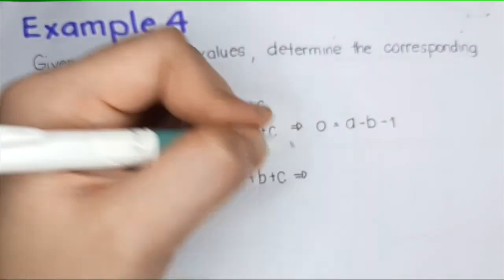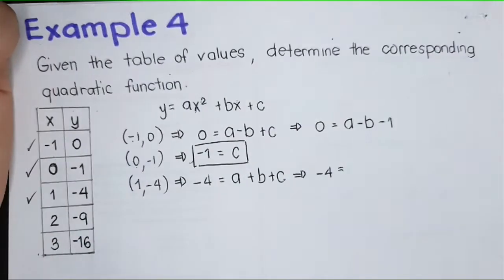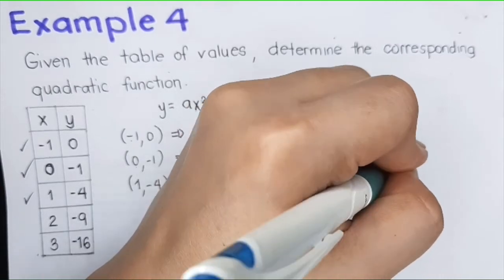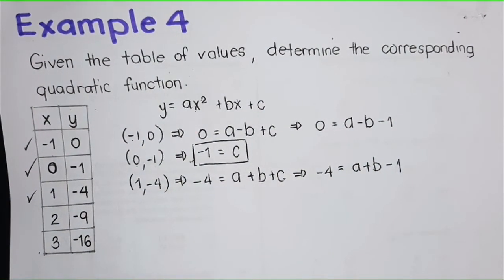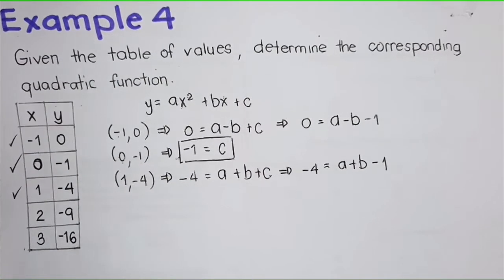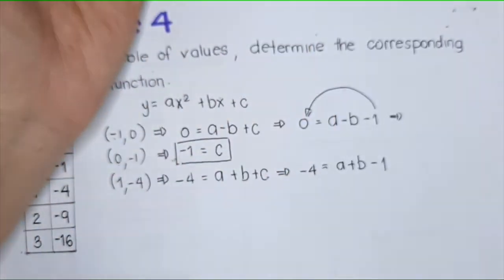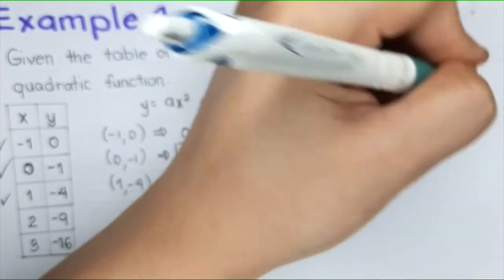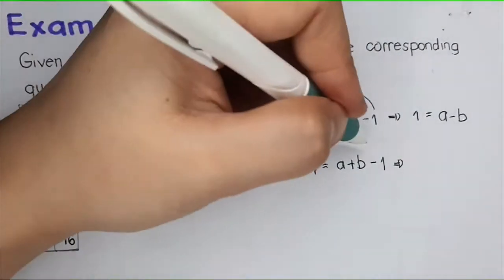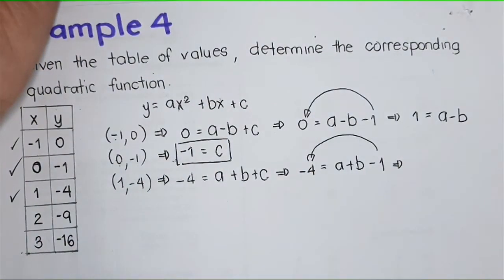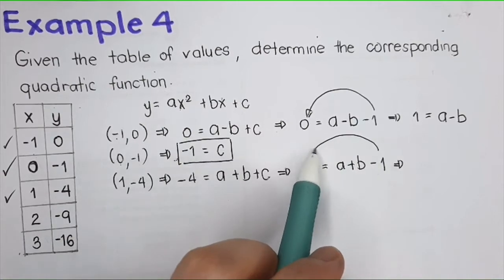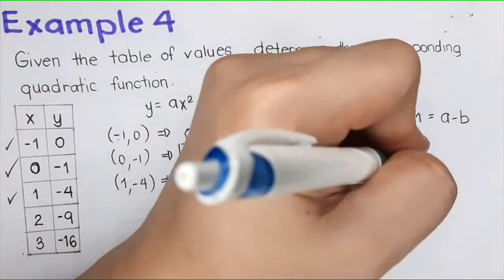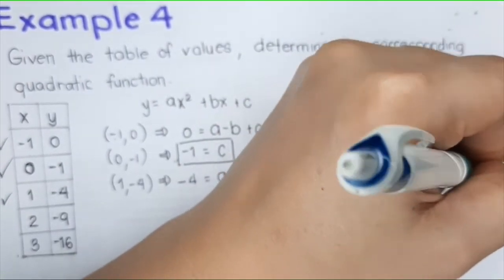What about our third equation? It becomes negative 4 equals a plus b minus 1. Diba? Okay. So, para siyang system of equation. Okay? Aayusin ko lang ng konti pa. Dito, I'm going to transpose negative 1 to this side. Okay? So, anong mangyayari? We're going to have positive 1 equals a minus b. Okay? What about here? Transpose natin ito to the other side. What do you get? Kasi you'll have negative 4 and it becomes positive 1 kapag transpose natin sa other side. So, what do you get? Negative 3 equals a plus b. Okay?